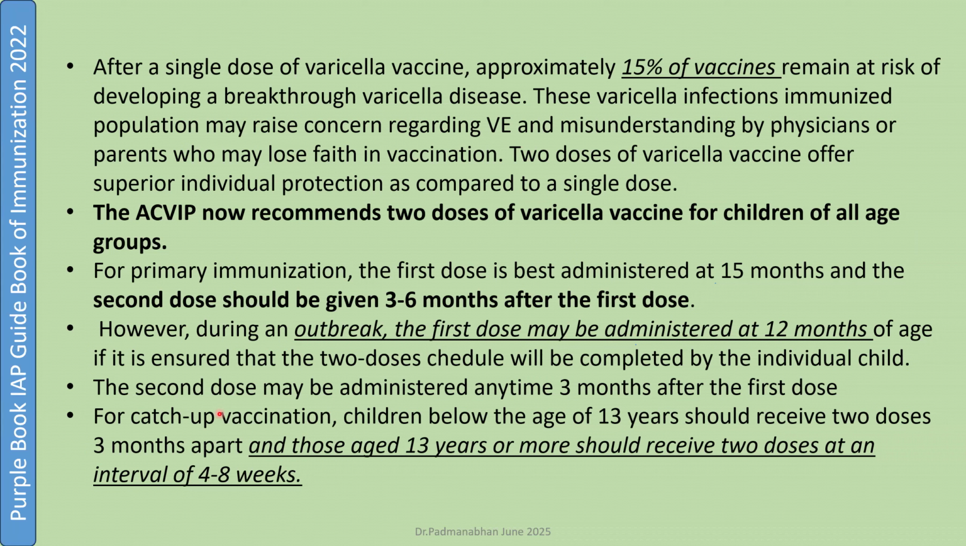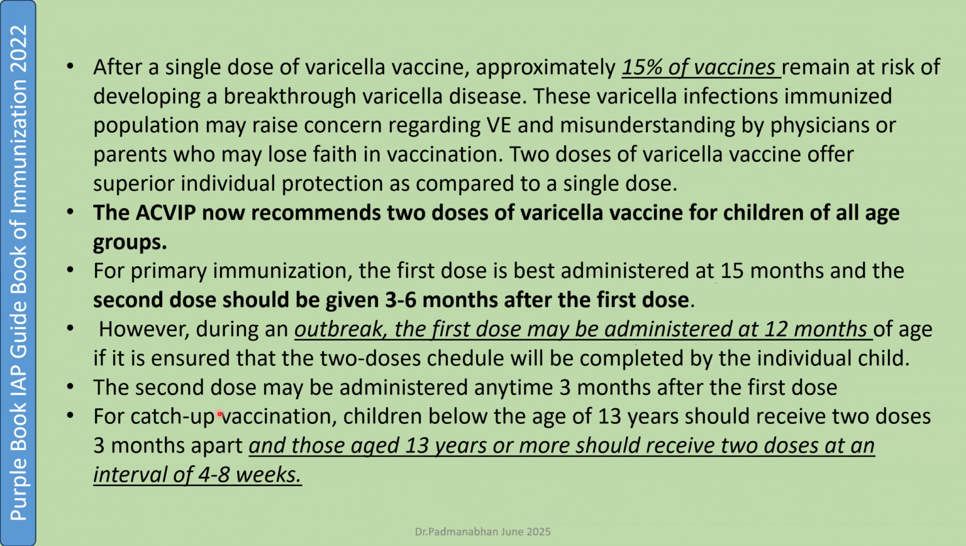But the problem with chickenpox is that it is highly infectious. If you postpone the second dose, we may develop chickenpox by that time. However, during an outbreak, the first dose may be administered at 12 months of age if it's ensured that the 2-dose schedule will be completed. The second dose may be administered any time 3 months after the first dose. Remember all this.